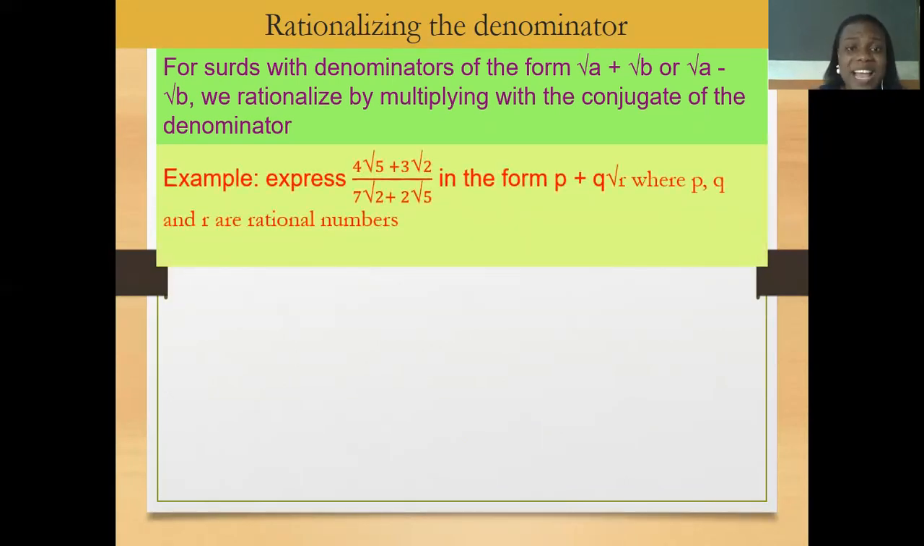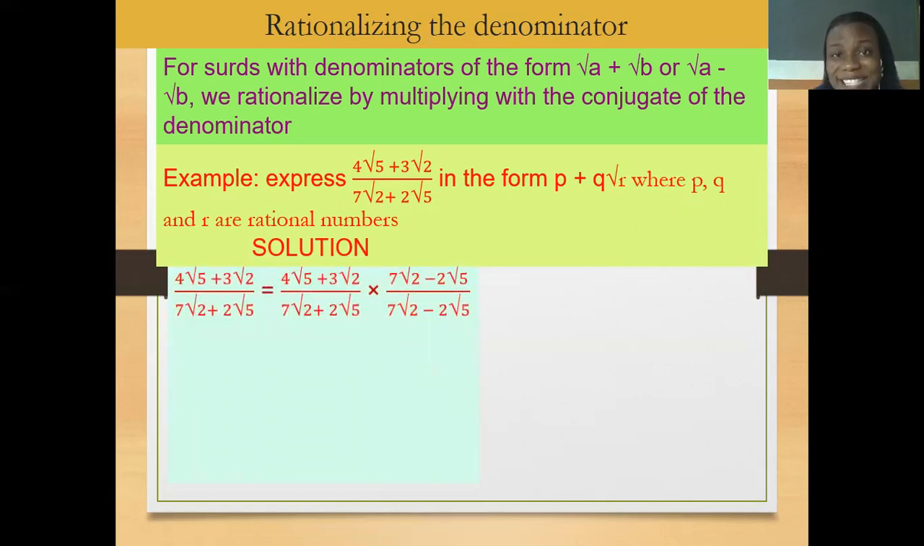Express (4 root 5 + 3 root 2) over (7 root 2 + 2 root 5) in the form p + q root r, where p, q, and r are rational numbers. So how do we solve this? Okay, let's start it together. So first of all, let's put our expression here.